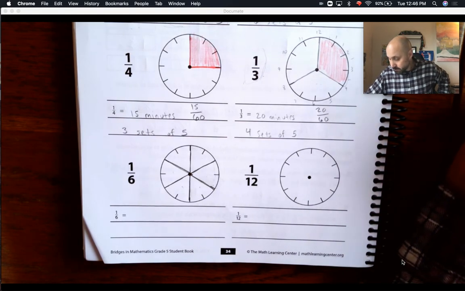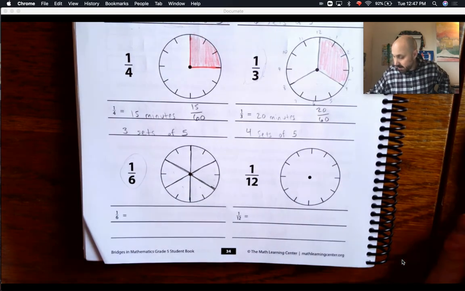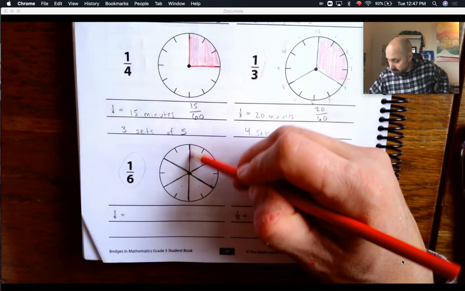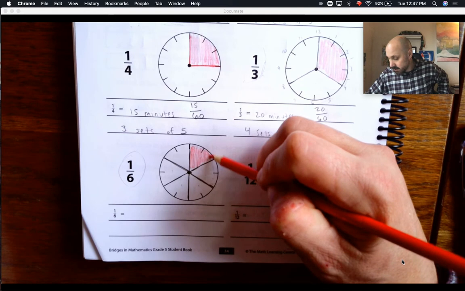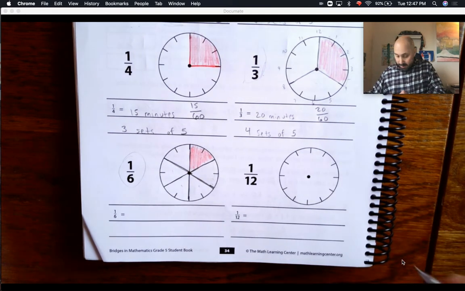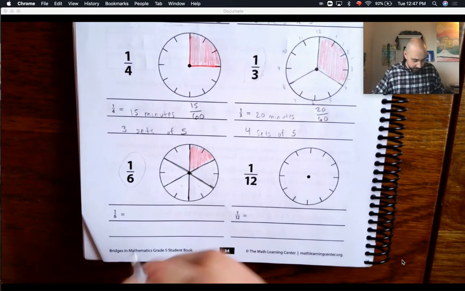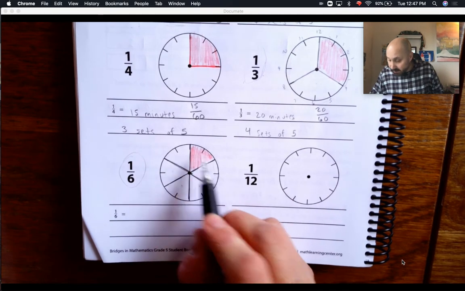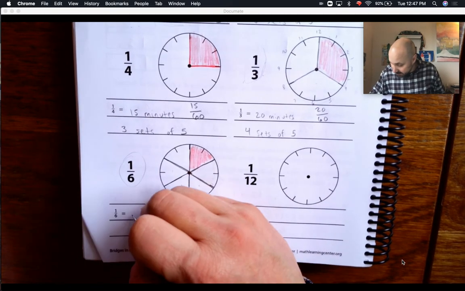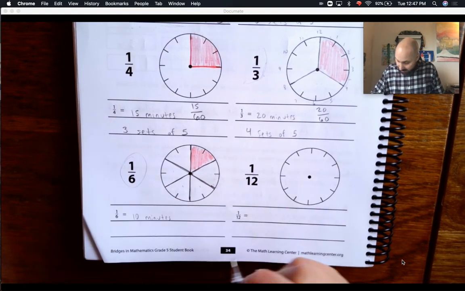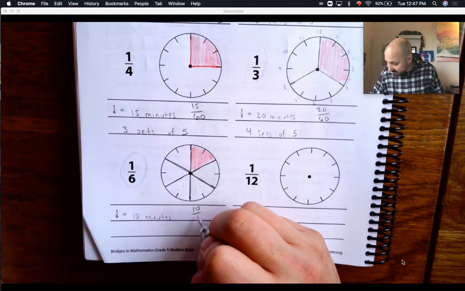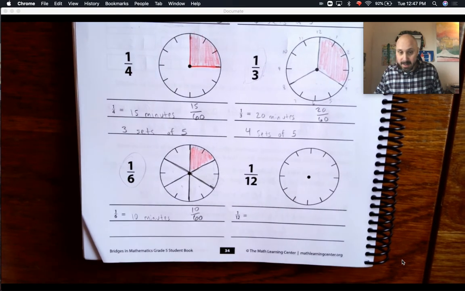Okay. It's asking us to shade in 1/6. I'm going to take my red colored pencil. I'm going to shade in 1/6. Okay, so 1/6 of an hour is 10 minutes. And we write that as 10/60ths, right? Because it's 10 minutes out of 60.